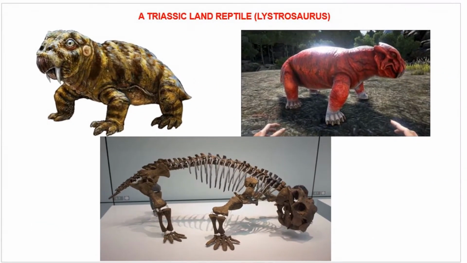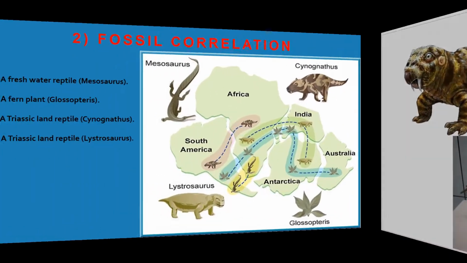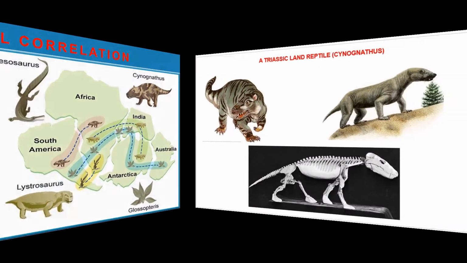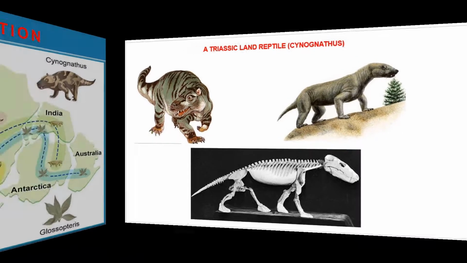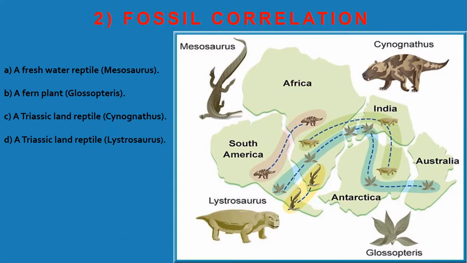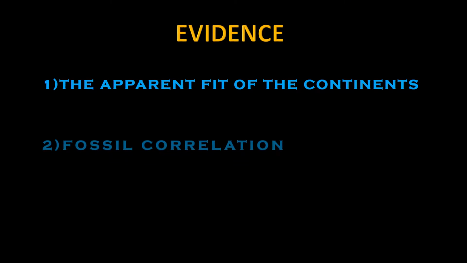Cynognathus and Lystrosaurus were reptiles that lived on land. Both of these animals were unable to swim at all. Their fossils have been found across South America, Africa, India and Antarctica. The third one is rock and mountain correlation.